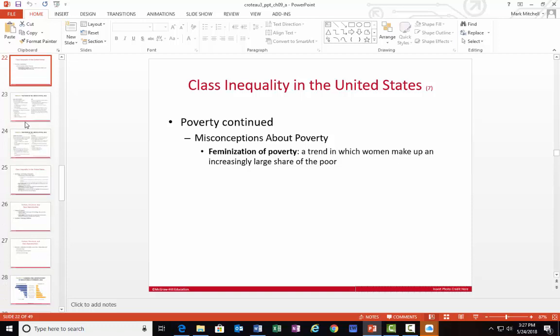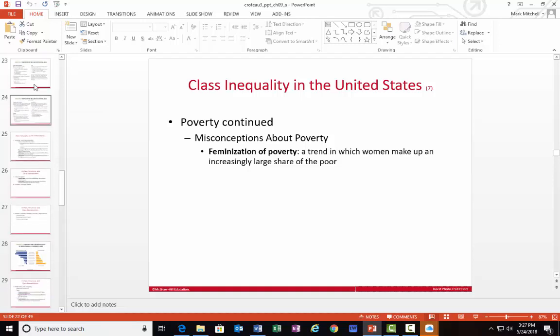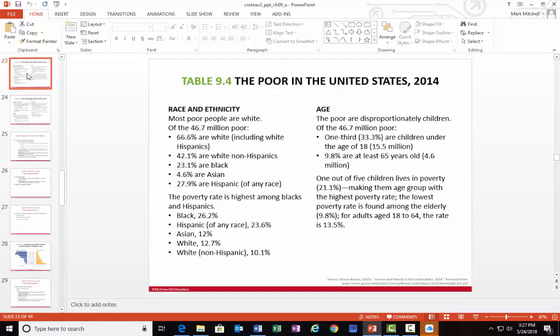Now, I mentioned the young and the old, but another group that really suffers quite a bit from poverty, and may not be known to as many people as it should be, is women. And that's why we have the term the feminization of poverty. This is the trend in which women are starting to wind up being a larger percentage of the poor. And so that's also a very interesting question. And why is that happening?